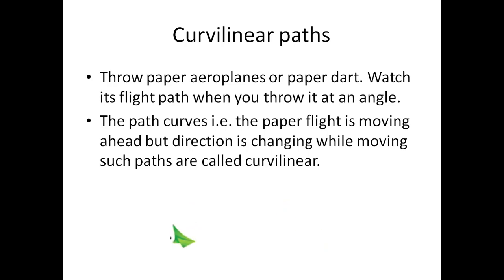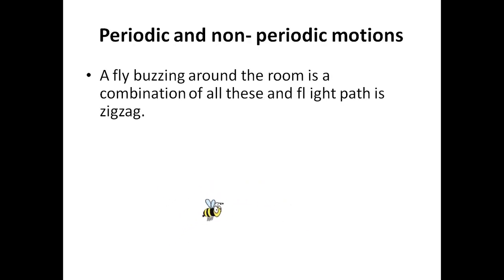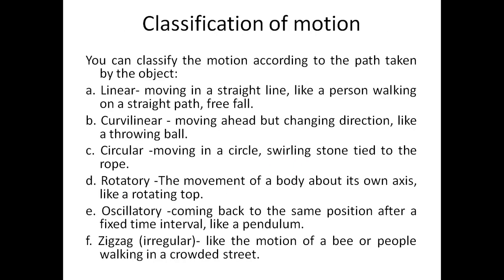Curvilinear paths. Throw a paper aeroplane or paper dart. Watch its flight path when you throw it at an angle. The path curves, that is, the paper plane is moving ahead but its direction is changing while moving. Such paths are called curvilinear. Periodic and non-periodic motions: a fly buzzing around the room is a combination of all these, and its flight path is zigzag.